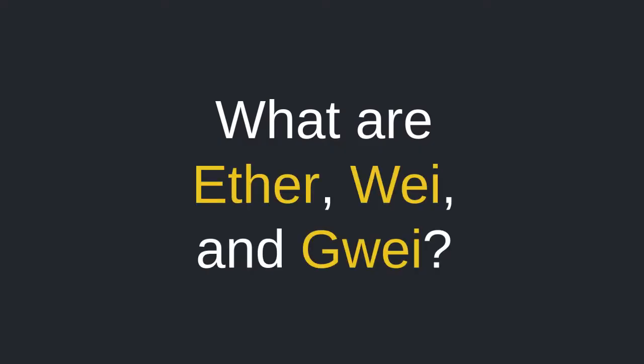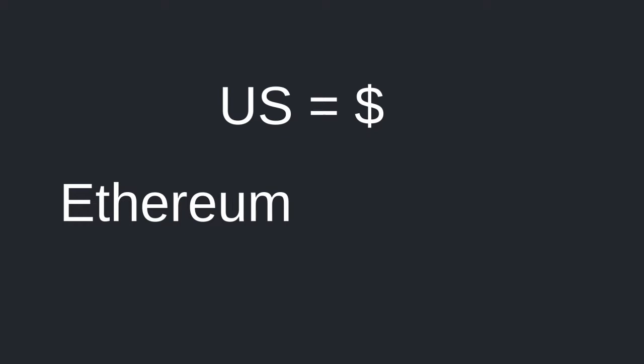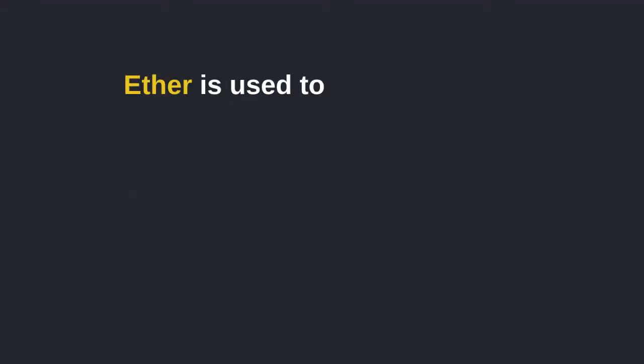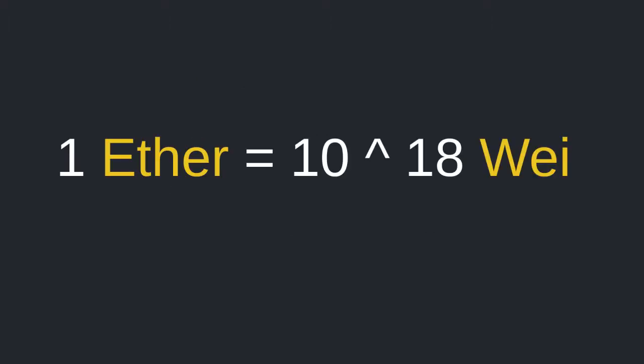Ether, Gwei, and Wei. Similar to how the currency of the US is the dollar, the currency used within Ethereum is Ether. Ether is used to pay block rewards, pay for transaction fees, and you can also transfer it between accounts. The smallest unit of Ether is Wei, and 1 Ether is equal to 10 to the 18 Wei.